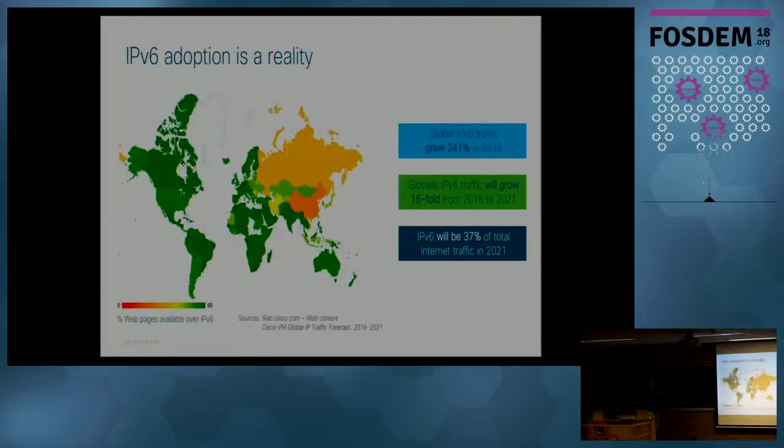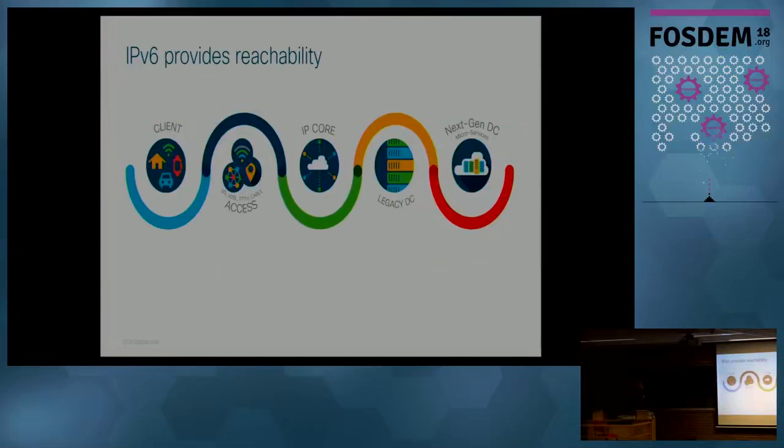So, well, IPv6 adoption is a reality. This is a no-brainer, I can skip it. But what is interesting about IPv6 is that it's providing us reachability. And this is changing the way that SPs are building their actual network, because before they would have their MPLS core network, then they would have the legacy data center, then they would have the access network. And now with IPv6, what you get is reachability from one end to the other end.